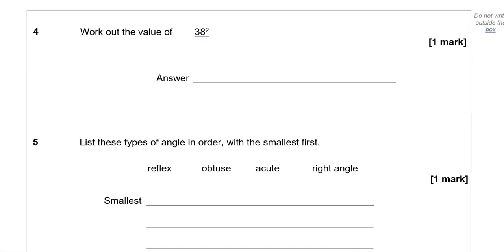Work out the value of 38 squared. So in the calculator you can just do 38 squared or 38 times 38, and it gives us 1444.